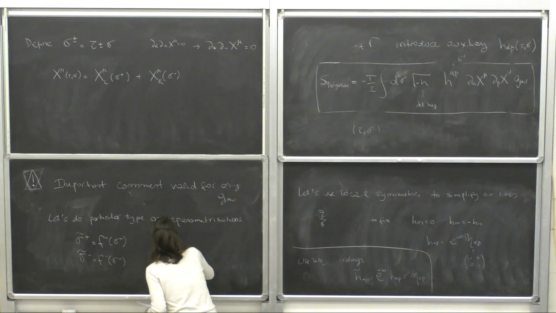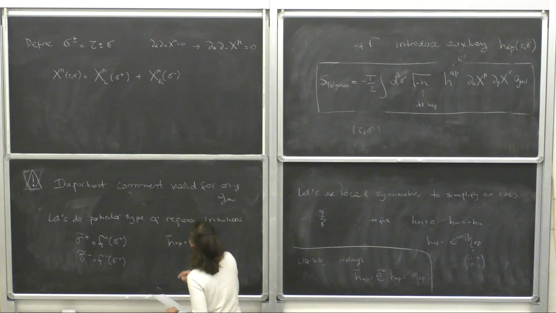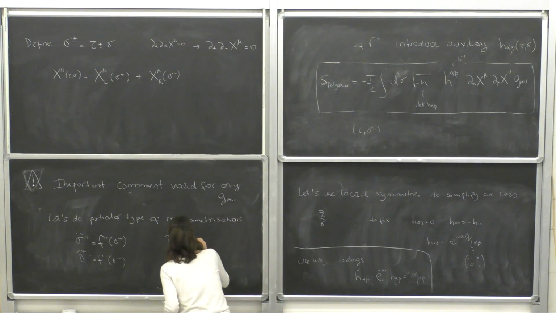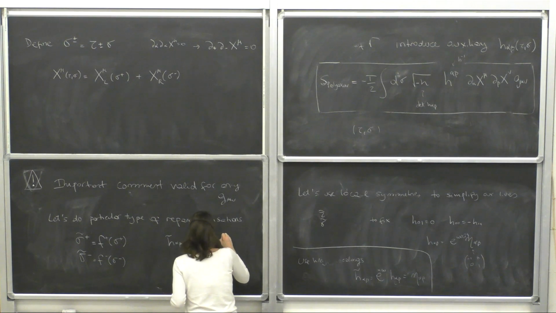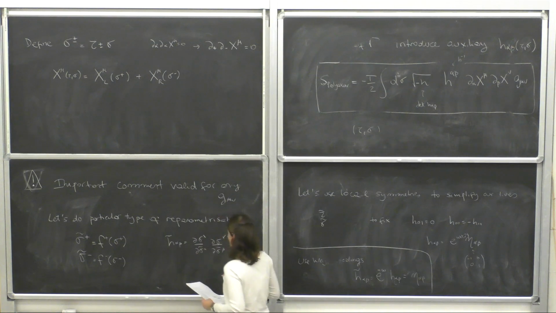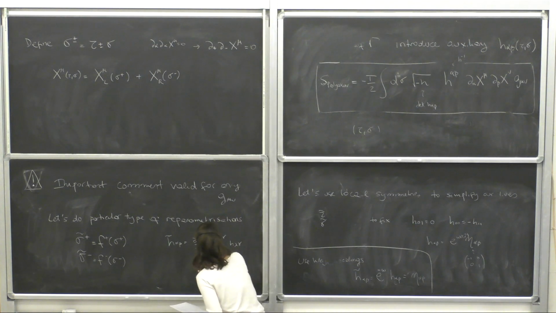So if I do h tilde alpha beta, this is the derivative of sigma lambda with respect to sigma tilde alpha, derivative of sigma gamma with respect to sigma tilde beta, h lambda gamma. So the metric transforms like that.